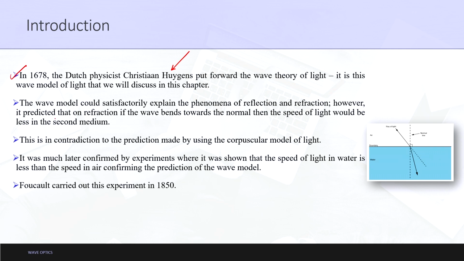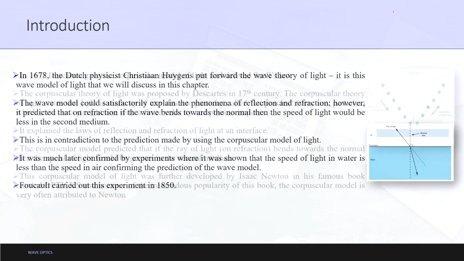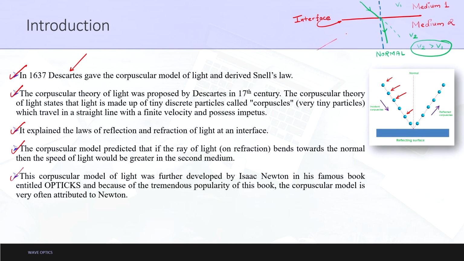However, it predicted that on refraction, if the wave bends towards the normal, then the speed of light would be less in the second medium. As I already stressed on the last second point in the previous slide, let me show you the same diagram.